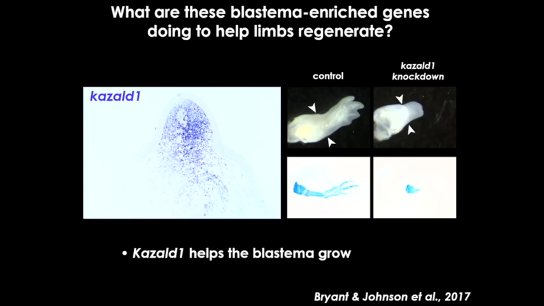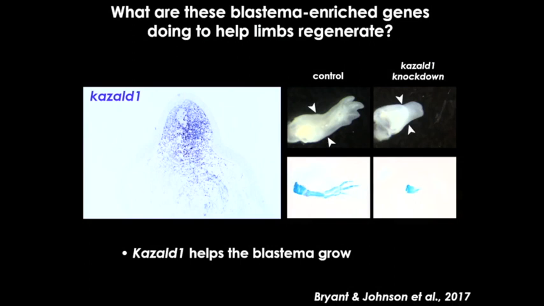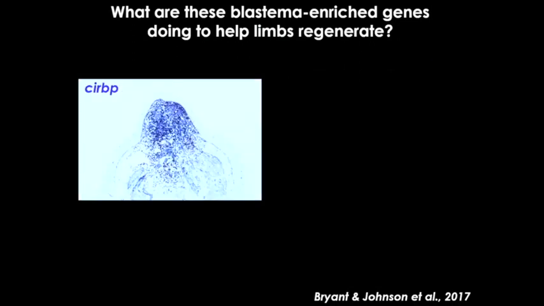And if you were to fix and stain these limbs, you can see that the cartilage pattern is largely already laid down in the control, whereas it's barely even started here. And so we think this is one factor that we'd like to know more about, its activity during normal limb regeneration. Another one we identified in the same study was CIRBP, the cold-inducible RNA binding protein. You might have noticed on that heat map I showed you that everything that was highlighted in yellow is a predicted RNA binding protein or a protein involved in RNA life cycle.